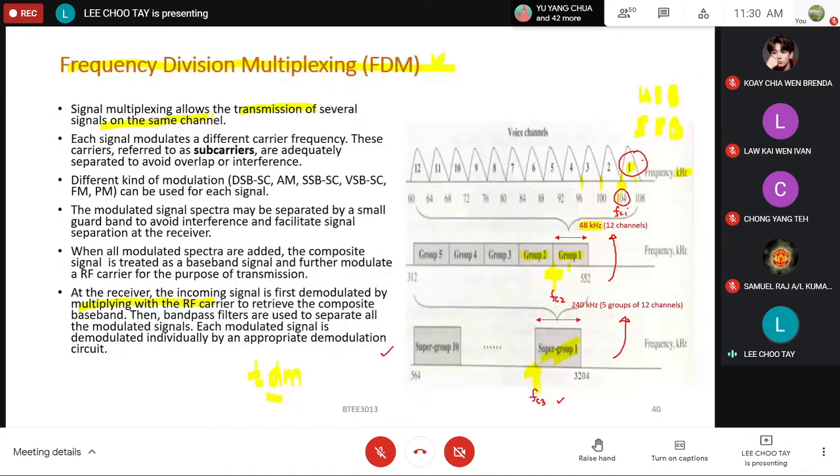And then from here, after multiplying, again followed by bandpass filtering. Because my message number one is, after I multiply, between 60 to 108 kilohertz, I need to do another round of filtering. So after I pass the result of multiplication through a bandpass filter, I multiply again with this carrier frequency, 104, so that I can recover my baseband signal number one. After multiplying, of course, filtering again. So it's always multiply, filter, multiply, filter, multiply, filter. That is the coherent detection or synchronous detection method.